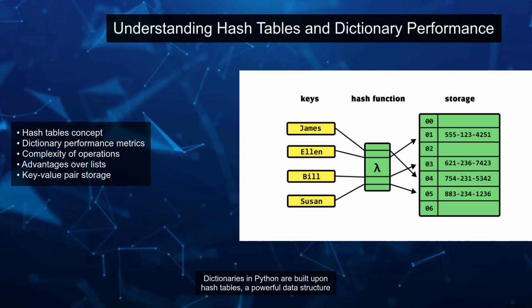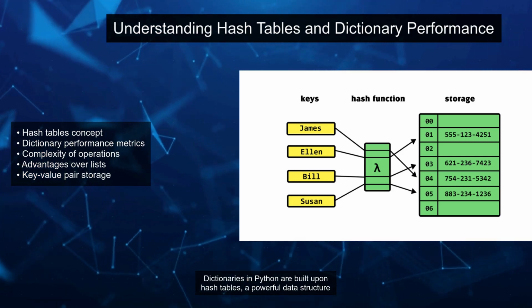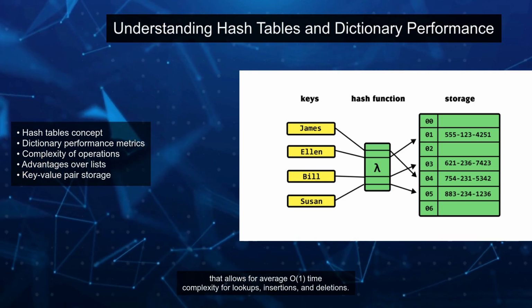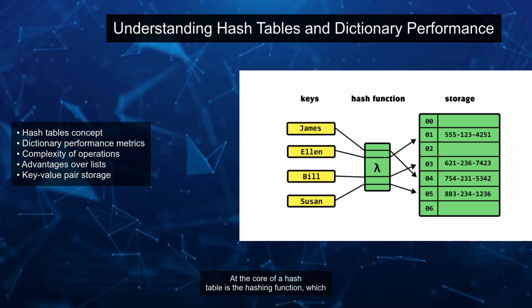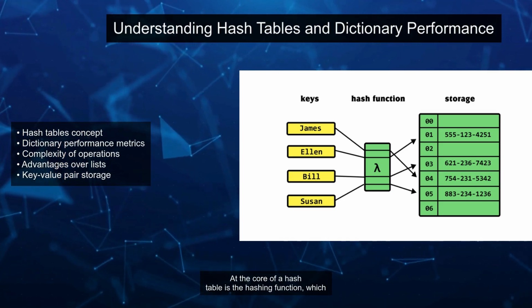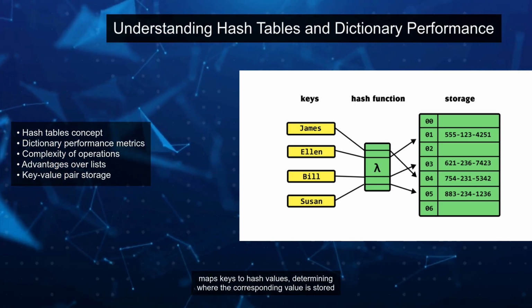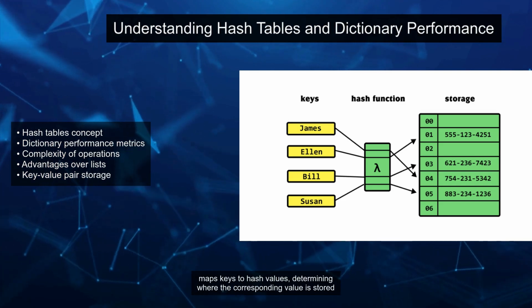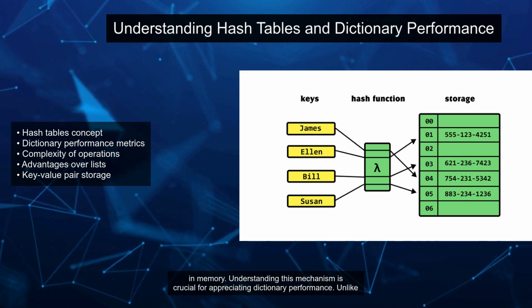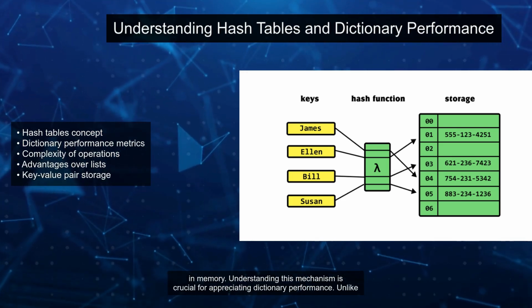Dictionaries in Python are built upon hash tables, a powerful data structure that allows for average O(1) time complexity for lookups, insertions, and deletions. At the core of a hash table is the hashing function, which maps keys to hash values, determining where the corresponding value is stored in memory. Understanding this mechanism is crucial for appreciating dictionary performance.